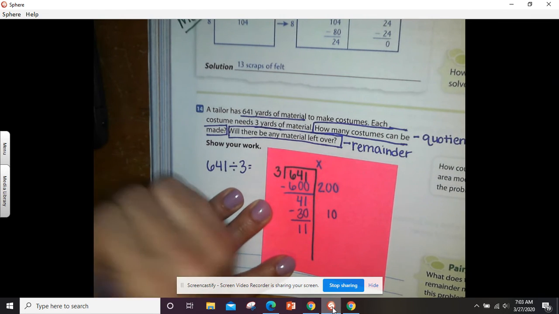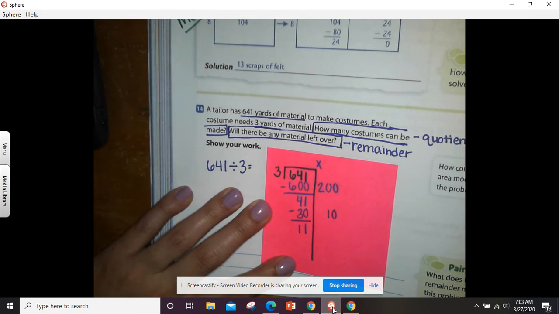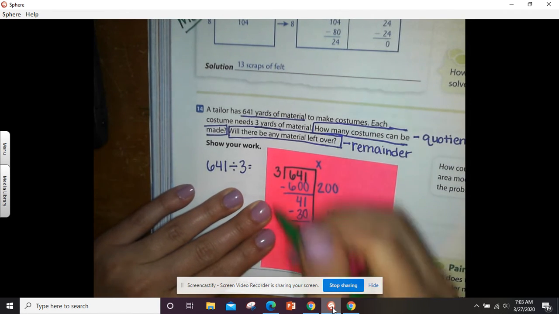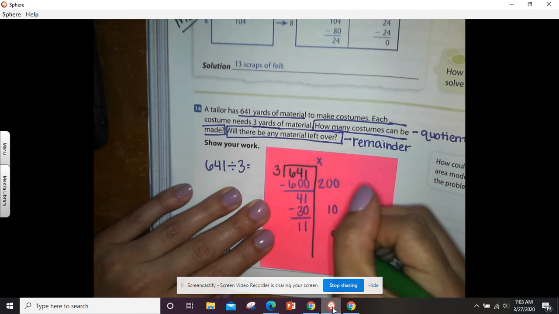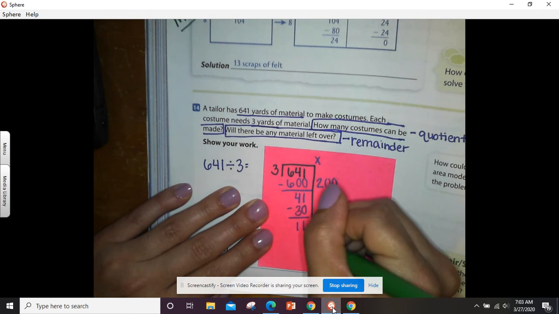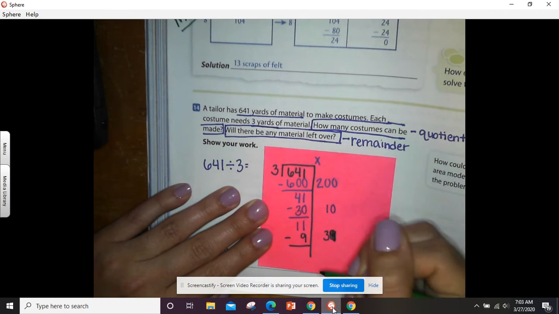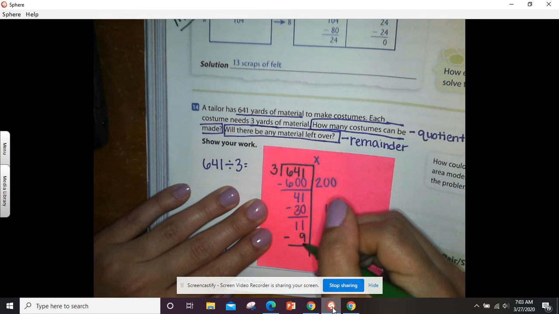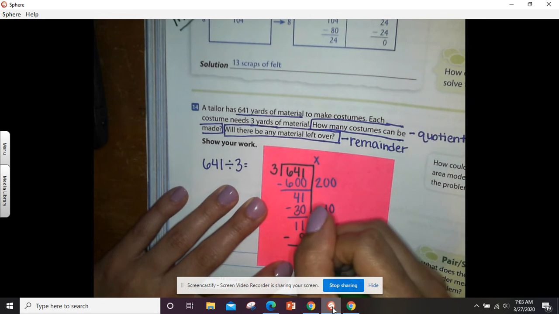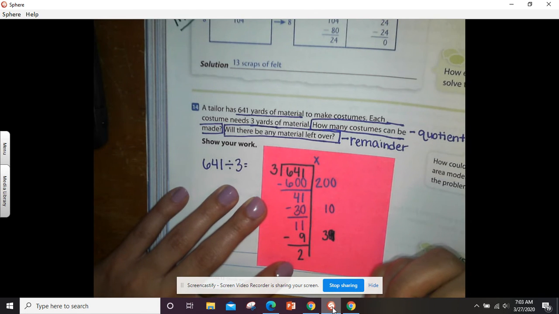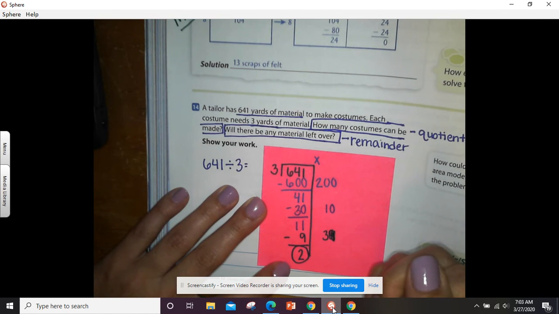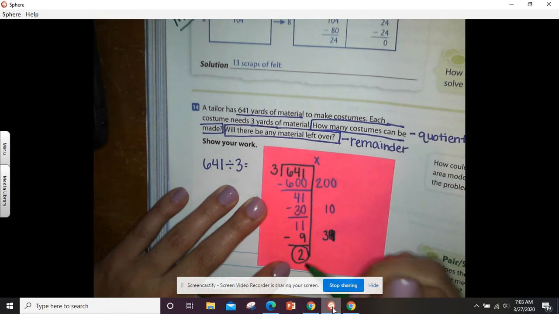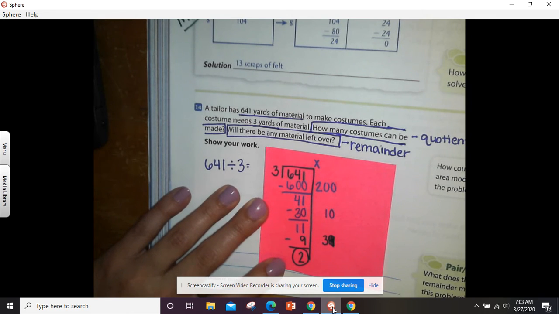Now, I'm not done yet because I know that 3 can be multiplied yet again to get something close to 11. 3 times 3 is 9. So I'm going to subtract that. You've got to be careful. 9, 10, 11. So that is 2 now. Okay. So can I take 3 times anything to get 2? No, I cannot. So that is my remainder. I have to stop here.